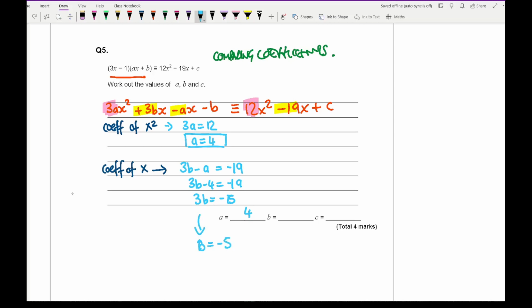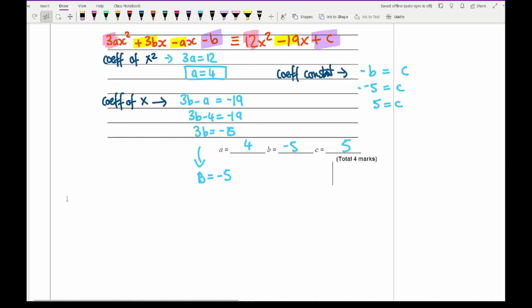minus 5. Then comparing the constant, so in other words, just the number at the end, so comparing the constants, I can spell it. Then what I've got is minus b equals positive c. So minus b equals c. Now if b is minus 5, so I've got minus minus 5 equals c. Two minuses become a plus, so c equals positive 5, and there I've answered my question.